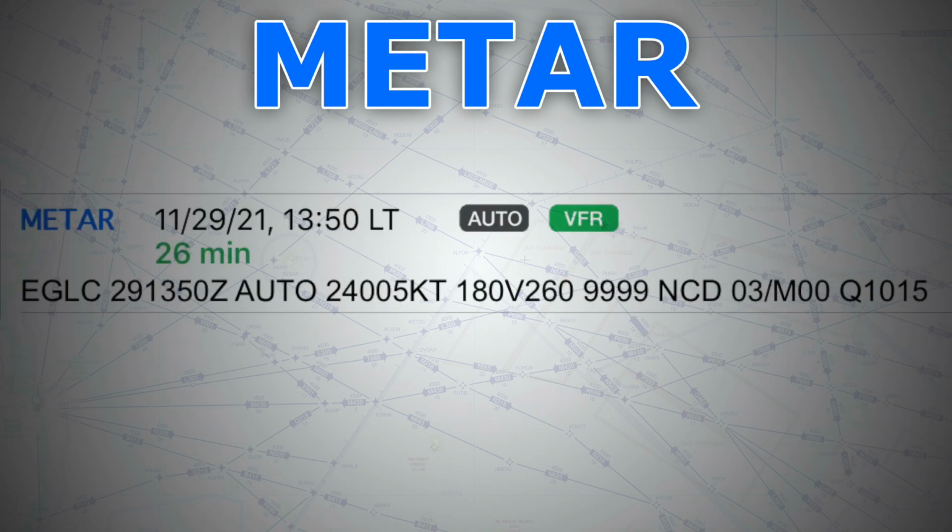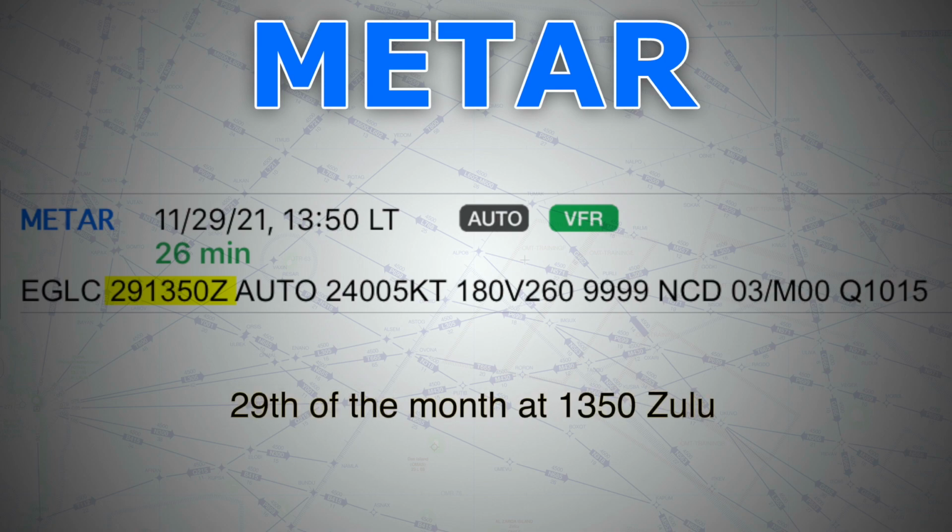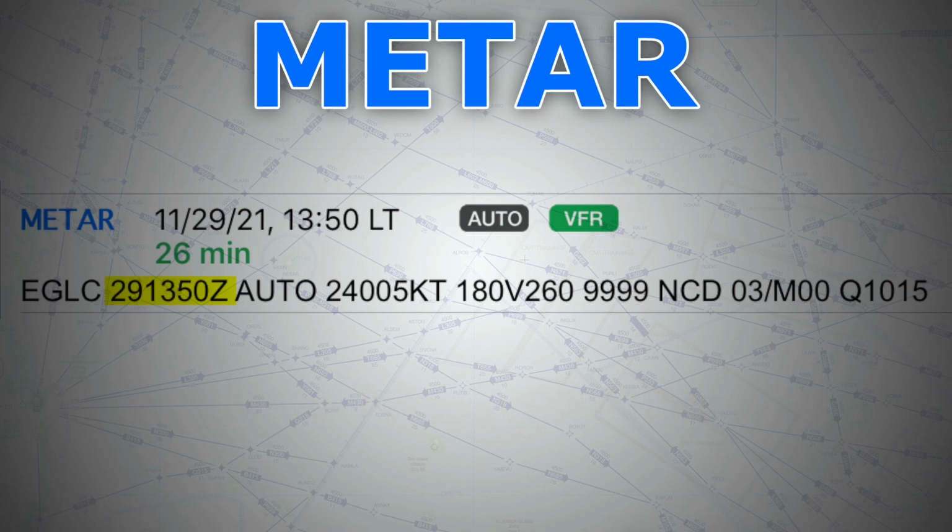Let's look at this one right here of London City Airport. First, we have the four-letter airport ICAO code, EGLC, followed by the date and time of issuance. In our case, the 29th of the month at 1350 Zulu. You can think of Zulu time as UTC. They are pretty much the same. Please keep in mind that all times in aviation are in UTC. Alright? As we said in the beginning of the video, METARs are issued every 30 minutes. So you may expect the next report to be issued at 1420 Zulu, 30 minutes later.